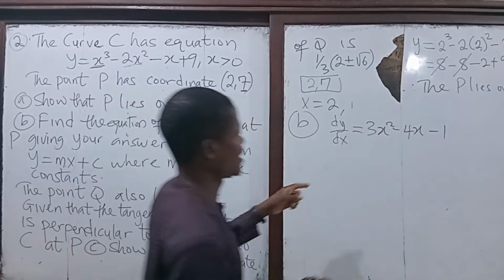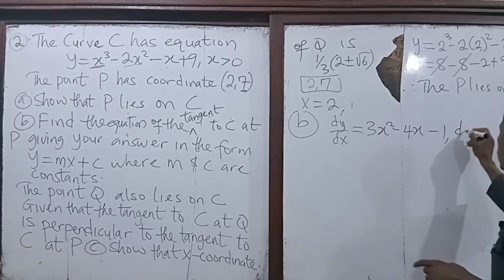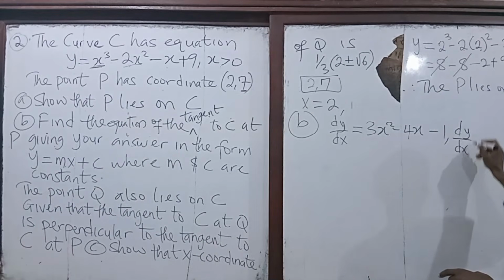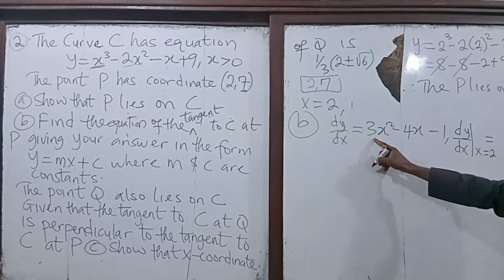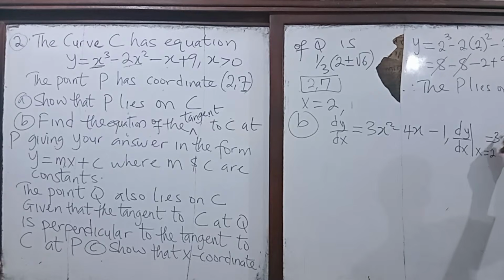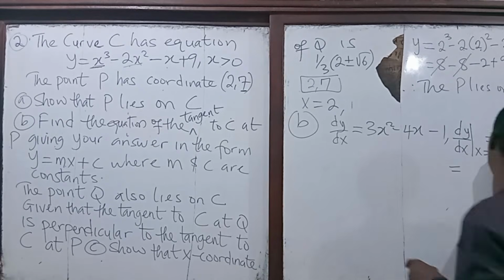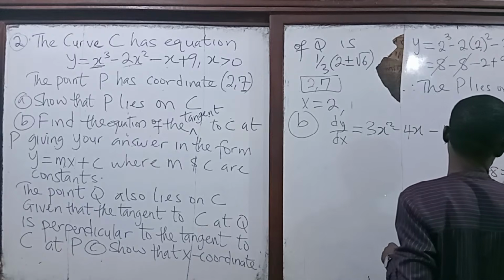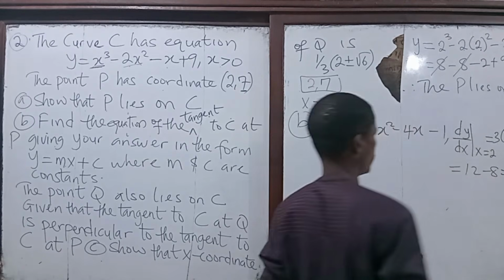Let's get the gradient at the given point, the gradient at x equal to 2. This will be equal to 3 times 2 squared minus 4 times 2. That is 12 minus 8. So the gradient is 4.